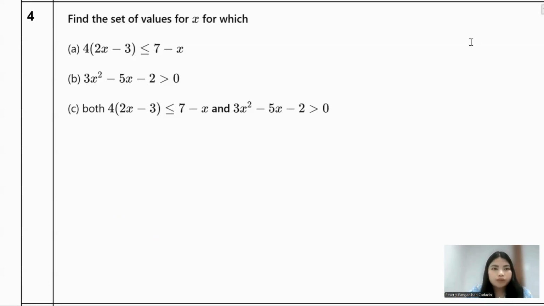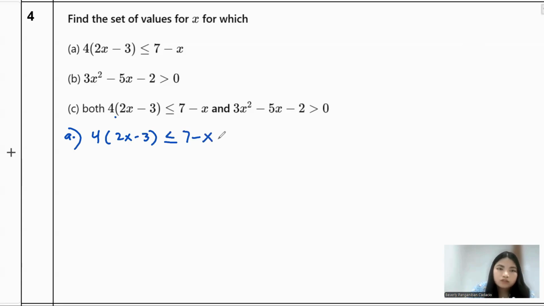Okay, now let's go with number 4. Find the set of the values, or find the x's. So what I'm going to do here is, let me just copy, 4 times 2x minus 3 less than or equal to 7 minus x. So the first thing that you will do, if you have brackets there, better for you to expand. So I will do the rainbow method here to expand. So it will become 8x minus 12 less than or equal to 7 minus x.